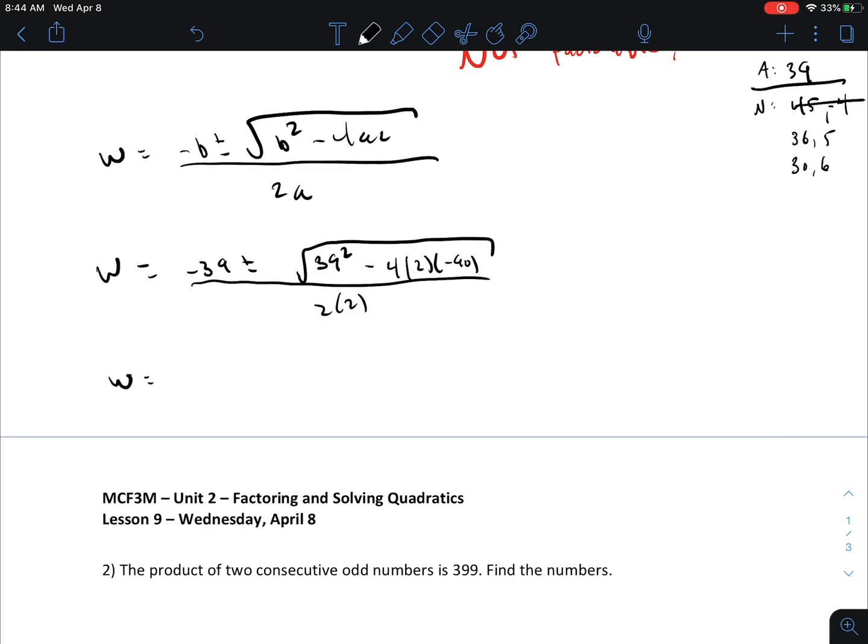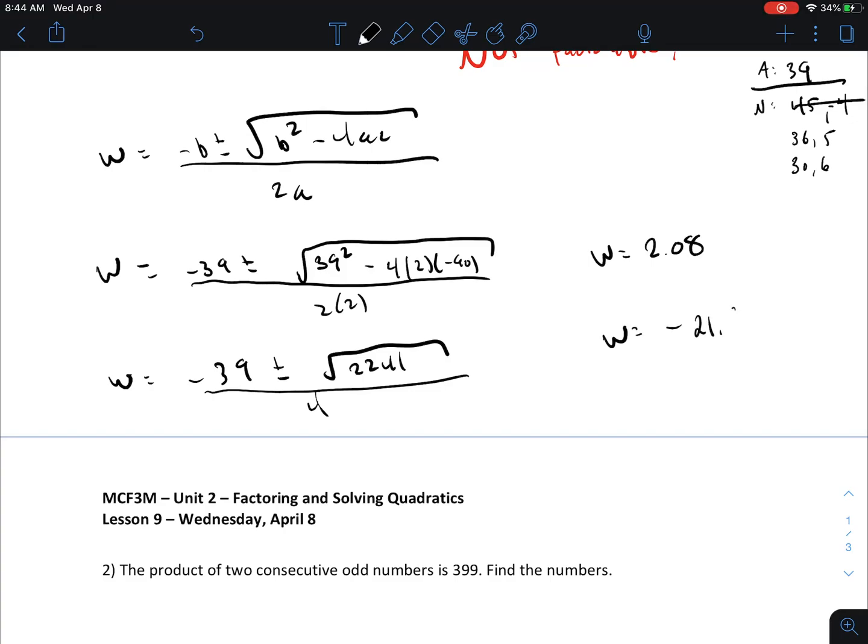So we're just going to go, okay, well, W equals negative 39 plus or minus, turns out the inside works out to be the square root of 2241. And that's all divided by 4. Right? And then again, if you do the math on that, you're going to get two values of W, one of which is 2.08, and the other will be negative 21.6.